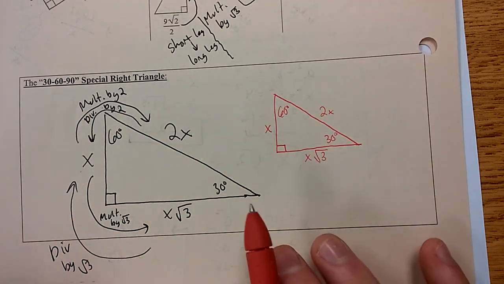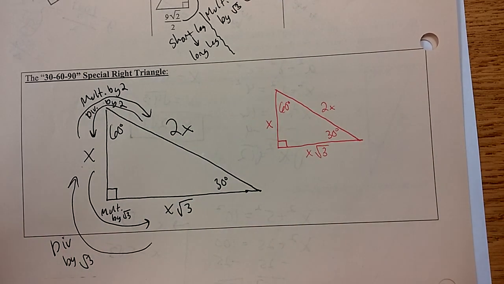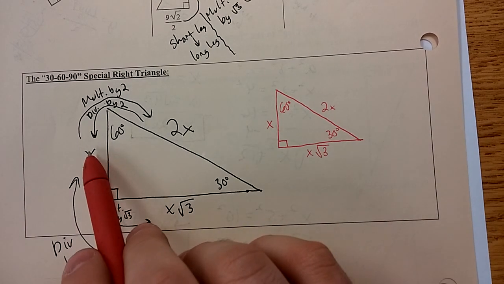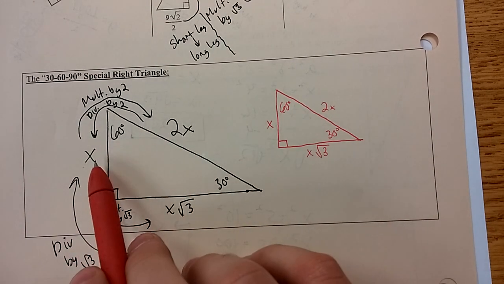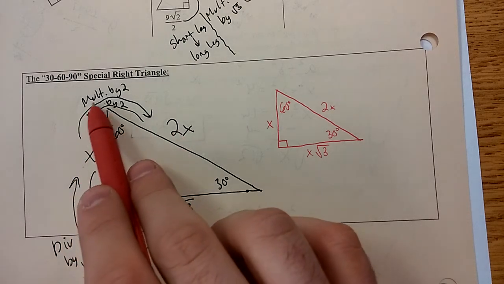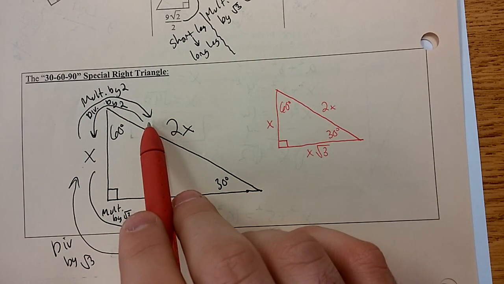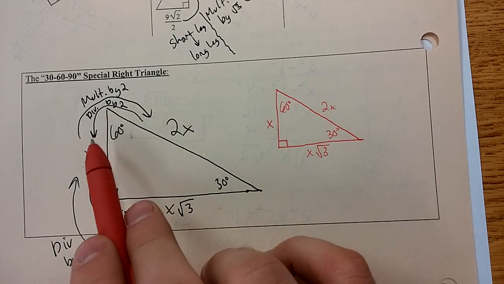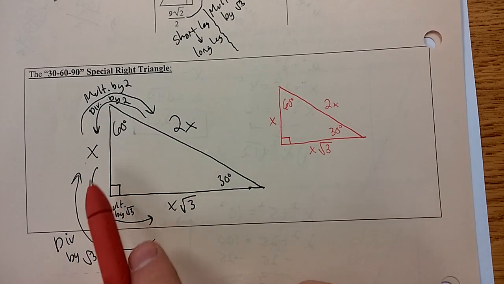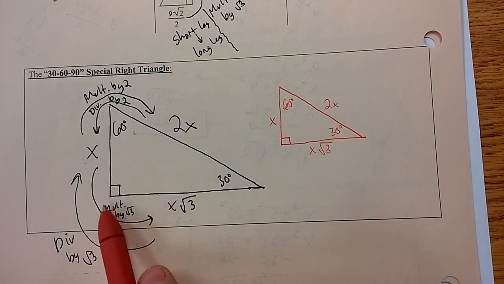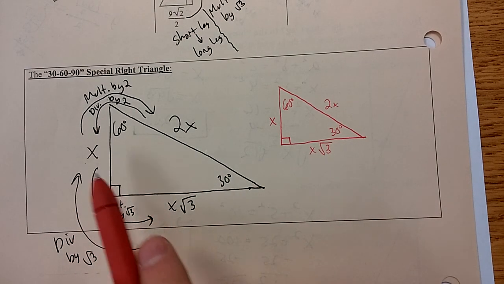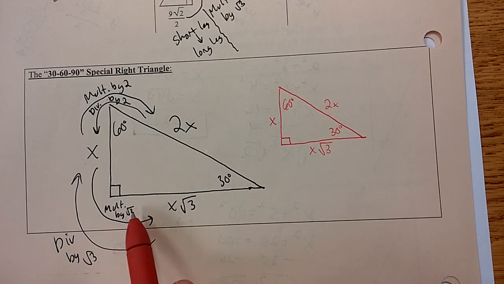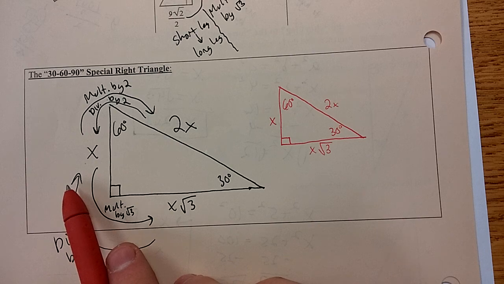This diagram over here should help you in the beginning get a grasp of what you're multiplying or dividing by. So for example, if you're going from short leg to hypotenuse, or x to 2x, you're going to multiply by 2. And the reverse, going from hypotenuse to short leg, is divide by 2. Short leg to long leg will be multiply by root 3. So from x to x root 3, that's multiplying by root 3. The reverse is dividing by root 3.